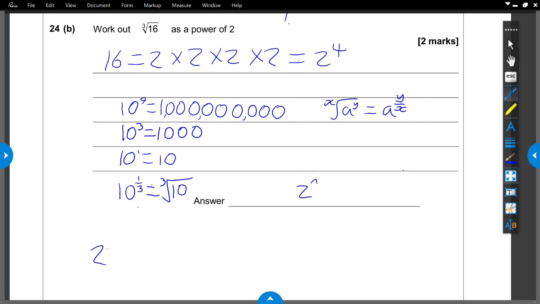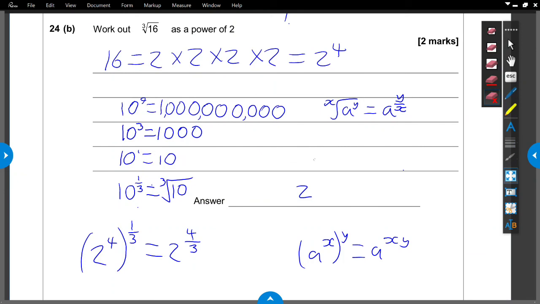Now we can apply one of our other laws of indices if we wanted to. So we've got 2 to the power of 4, and then we're raising that to the power of a third from the cube root. And when we've got two powers like this, we're essentially timesing the powers together. That's another of our laws of indices. We have a to the x to the power of y. When you times those indices together, it's a to the power of x times y. So we're actually going to have 2 to the power of 4 over 3 over here. And that's our answer. That's what we're looking for up here.